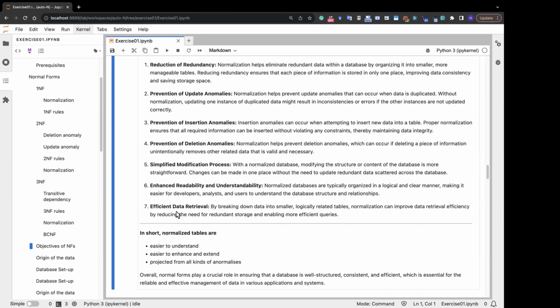I think you can think of the normal forms as levels of safety, right? The first normal form is the bare minimum you can work with a database, otherwise you have syntactic errors, and then the second and third.